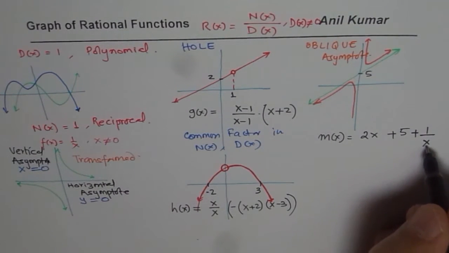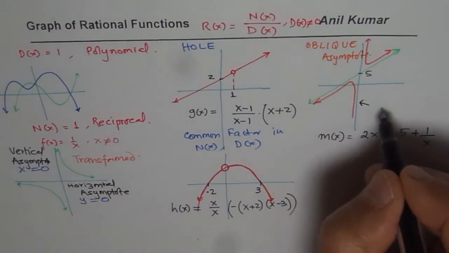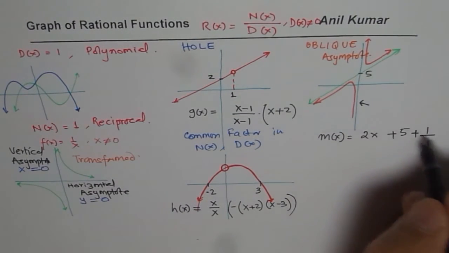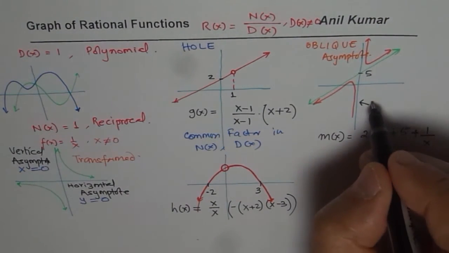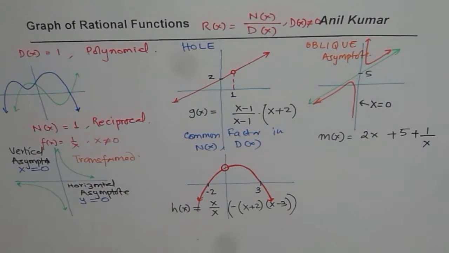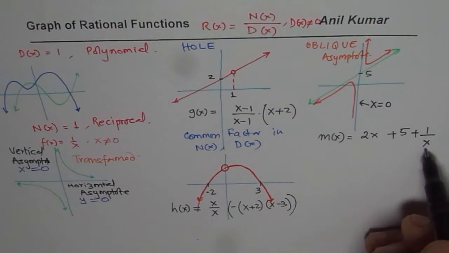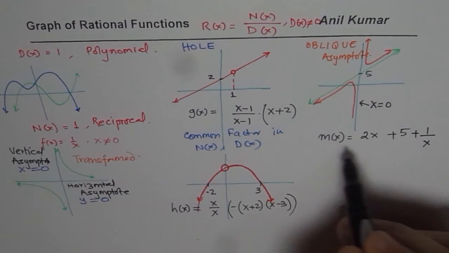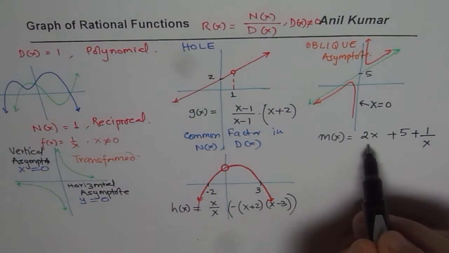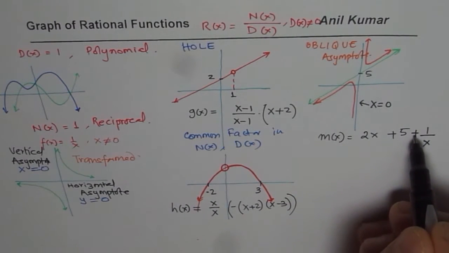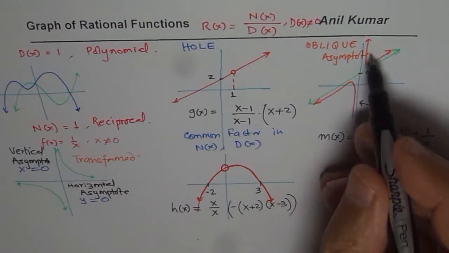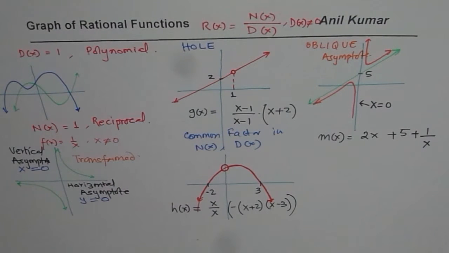Why did I add x? Since we also have a vertical asymptote, and here x cannot be 0, right? So x equals 0 is my vertical asymptote. So x should be there in the denominator. So this function m of x, which is 2x plus 5 plus 1 over x, represents the graph of the rational function which I have drawn there. Do you get the point?